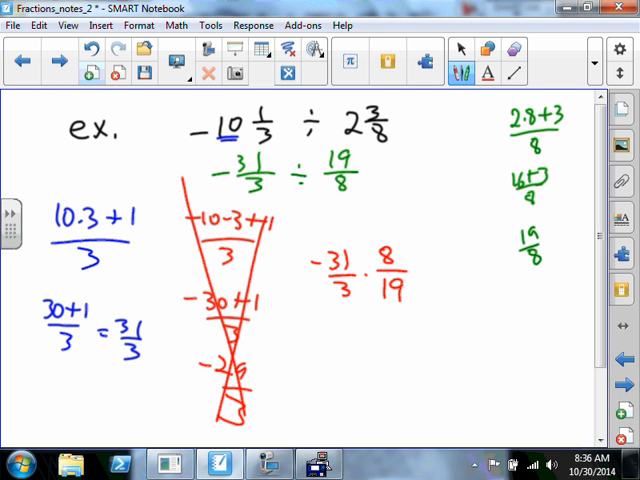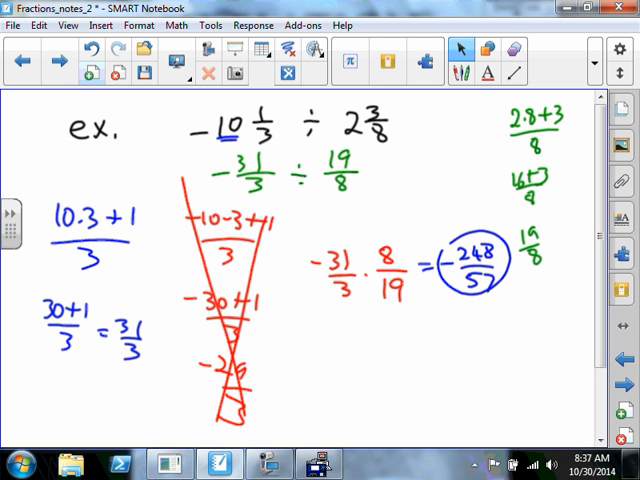And this one, I don't think there's much cross-canceling to happen here, is there? So this one's pretty nasty on several levels. A negative times a positive is going to be a negative. 31 times 8, that's going to be 240 and another 8, so 248. 19 times 3 is 57. And I know what somebody's thinking. Hey, Mr. Minnick, that's going to reduce. Is it? If you reduce as much as you can before you multiply, you're not going to have to reduce later.